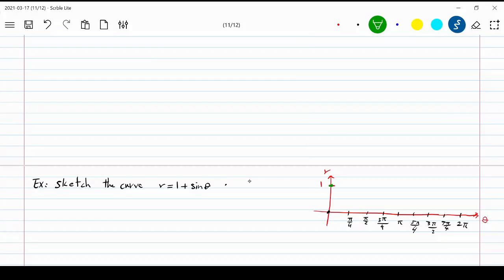At pi over 4, what happens? Sine of pi over 4 would be root 2 over 2. 1 plus that would be somewhere going up. So let me shift this a bit down because we don't really need to be that high.